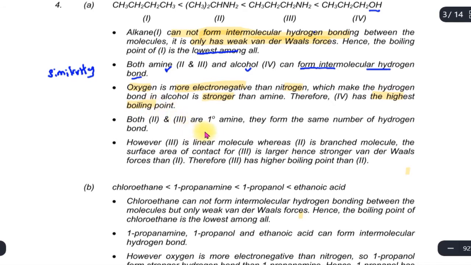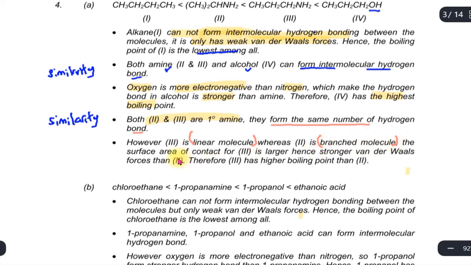While for the primary amines, one is 2-propanamine and another one is 1-propanamine. This is the similarity between the two amines: both are primary amines and form the same number of hydrogen bonds. However, the linear molecule has a higher boiling point compared to the branched molecule.